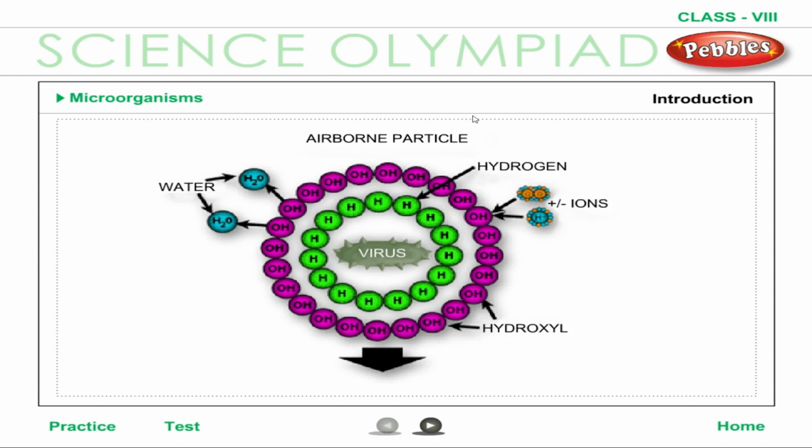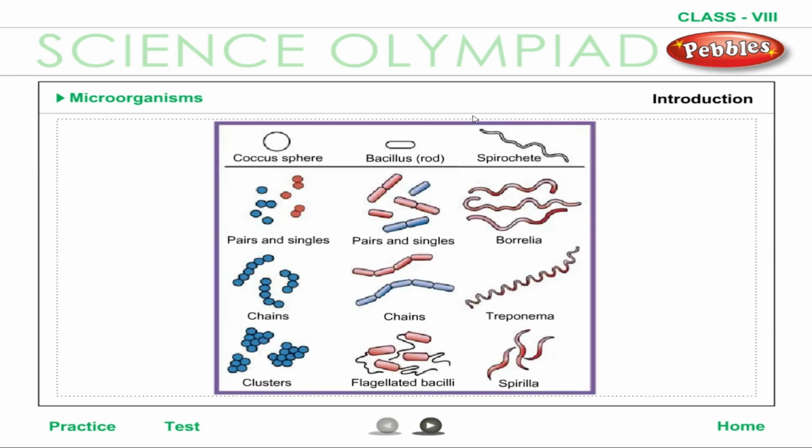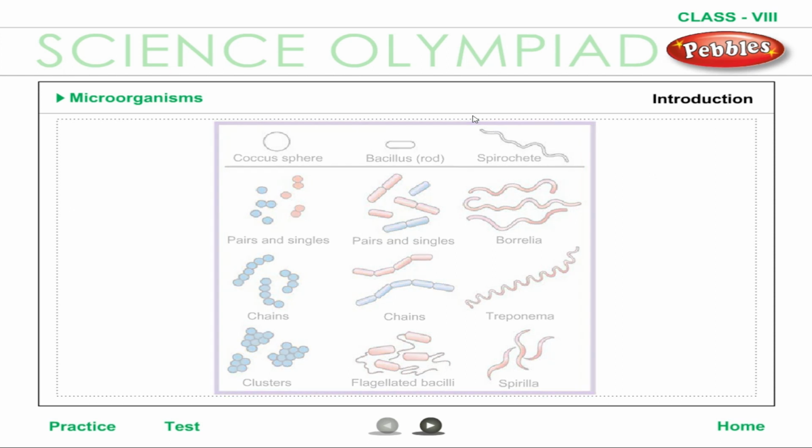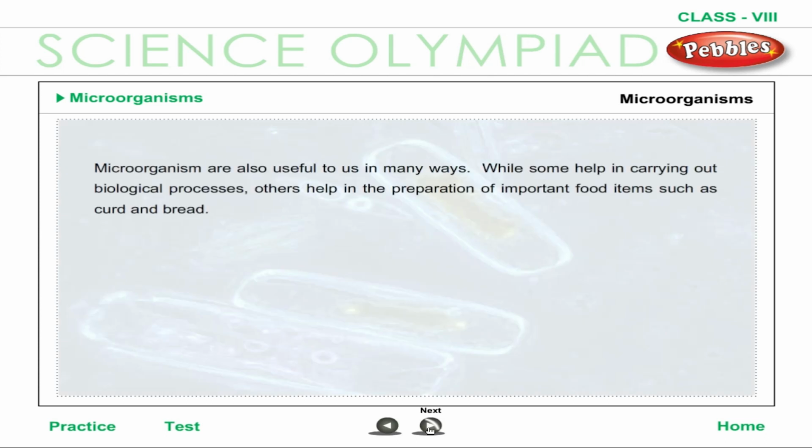These germs are so tiny that they are not visible to the naked eye. We need a microscope to view them. Organisms that are visible only through a microscope are called microorganisms. Microorganisms are also useful to us in many ways.